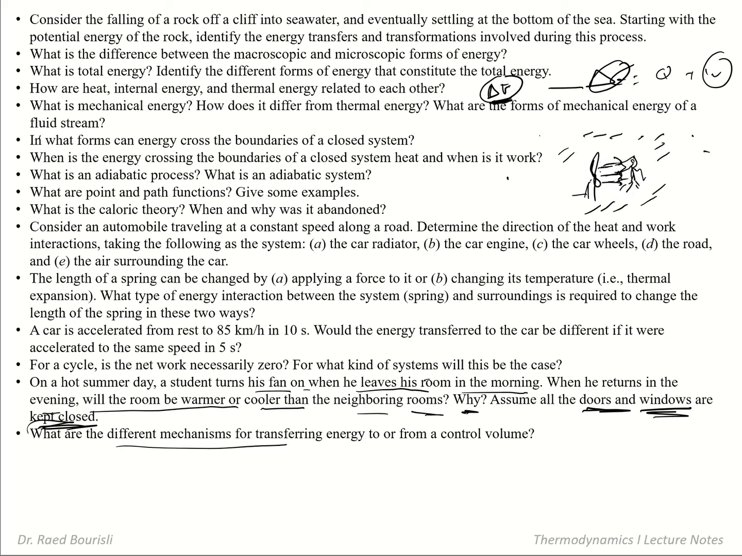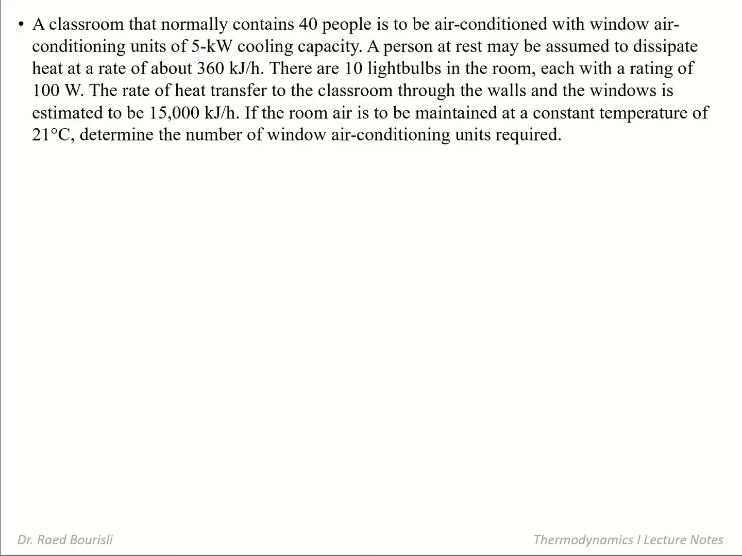Lastly, what are the different mechanisms of transferring energy for a control volume? Open system. So in addition to the work and heat, you have mass. So heat, work, and mass. Okay, so let's look at a couple of examples.